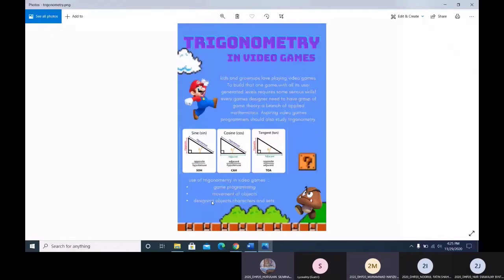Next, there are three basic trigonometry ratios that we should know. First, SOH. Second, CAH. And third is TOA. SOH is for sine. Sine is equal to opposite per hypotenuse. Second is CAH. C is for cosine. It is equal to adjacent per hypotenuse. The last one is TOA. Tangent is equal to opposite per adjacent.